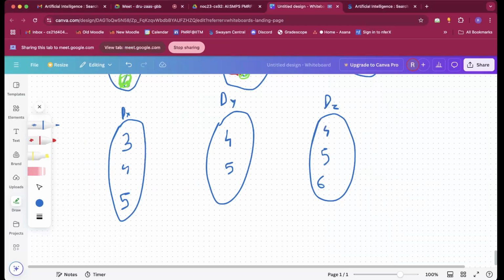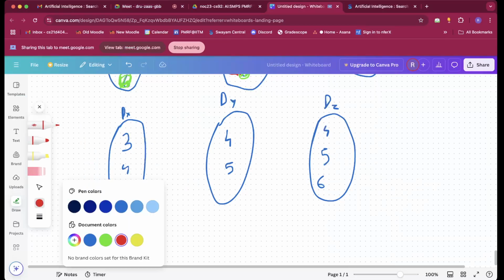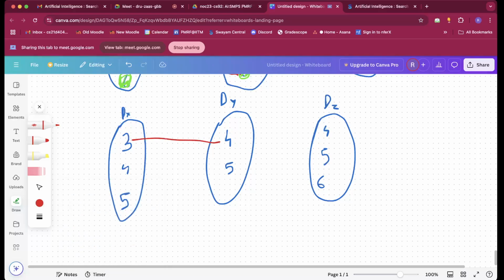Okay, so we'll repeat the same process again. Let's draw the edges. So 3 will be connected to 4 and 5, 4 will be connected to 5, and 5 won't be connected to anything, right? From dy to dz, 4 will be connected to 5 and 6, and 5 will be connected to 6, right? This is the only possible assignment.